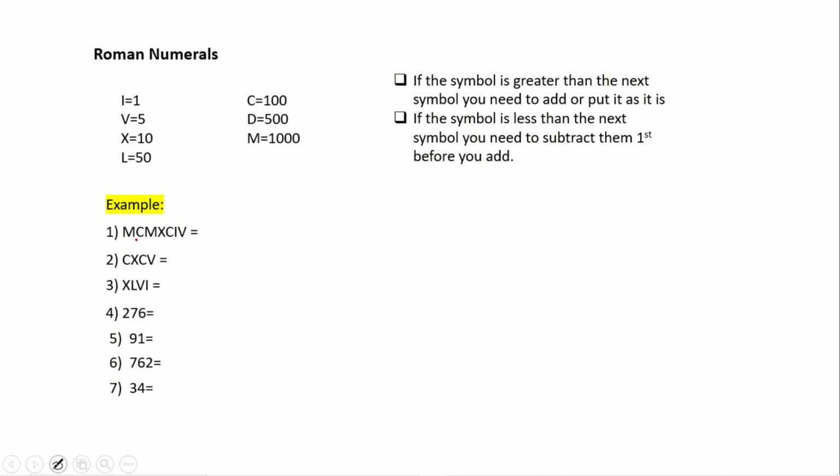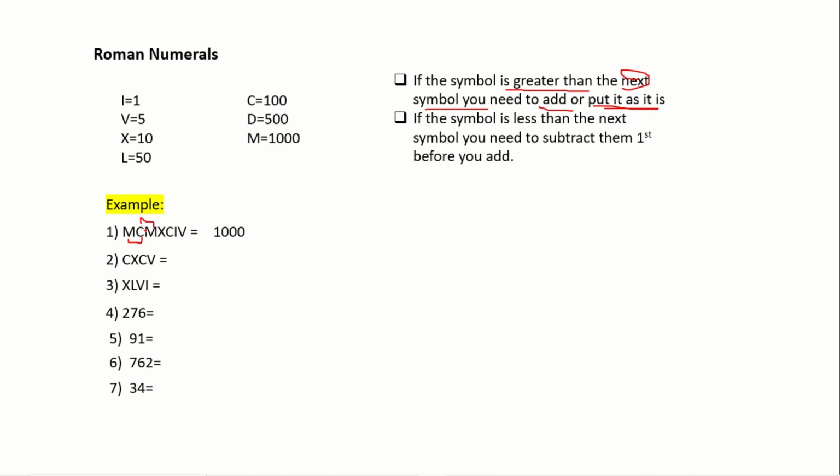The number 1. It says M. What is the value of our M? It is 1,000. And our C is 100. It means our M is greater than C. According to our rule, if the symbol is greater than the next symbol, you need to add or put it as it is. So what we need to do here is put it as it is, which is 1,000.